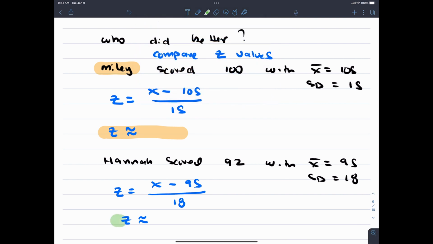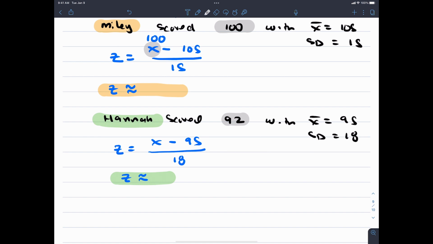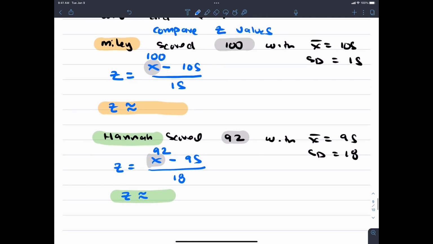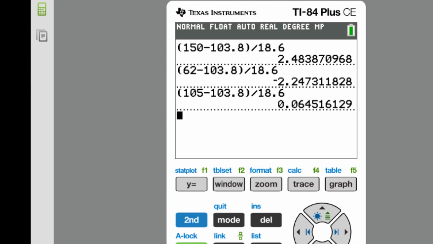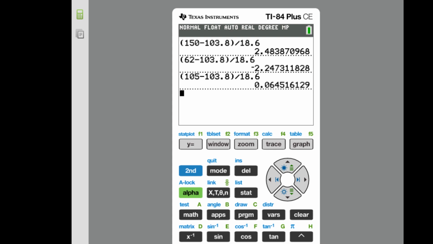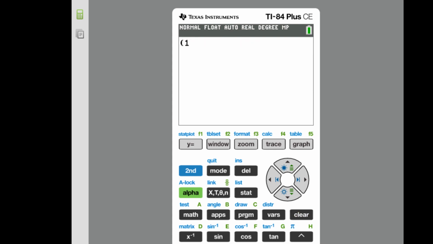Let's compare Z-scores. And then we'll talk about what that means. So what's the X value here? What's her score? 100, that goes there. You guys okay with that? What's Hannah's test score? 92, that goes where? Here. So here we go. Parentheses, 100 minus 105, you close that, divided by 15 here. Compare that to the other one: 92 minus what? 95 divided by 18 here.